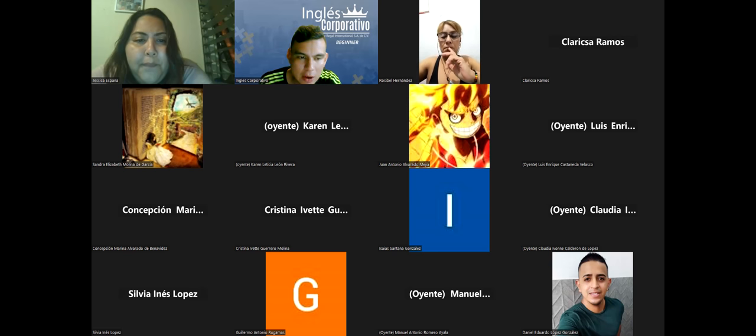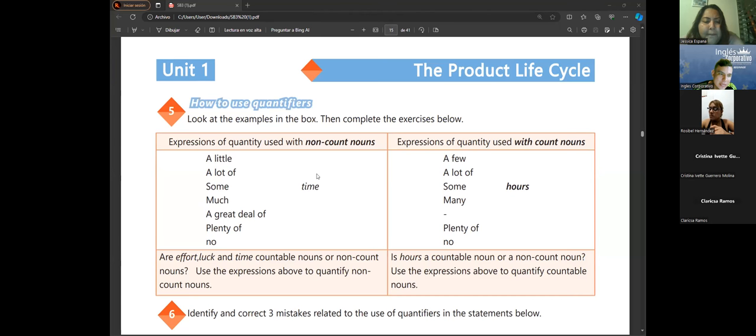Well, now we need to move to page, vamos a abrir el manual. Page 15. It says, expressions of quantity used with non-count nouns.